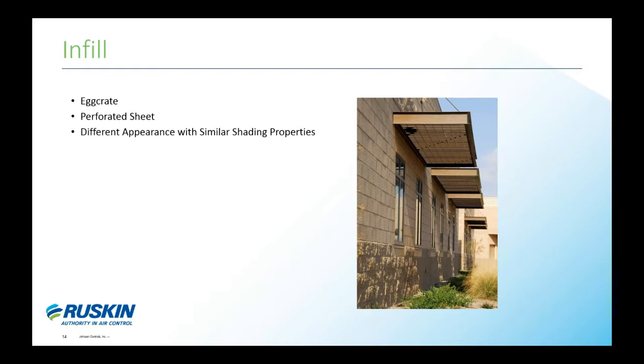A slightly different product, but along the same lines, is offerings that use a different material than we have been shown up to now. Instead of using true blades, you use bar material. And some shades have a perforated screen, or what we will call an egg crate grill infill panel. These infill options offer similar shading properties, but with a little bit of a different appearance.